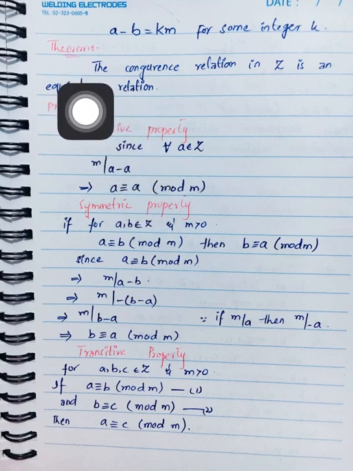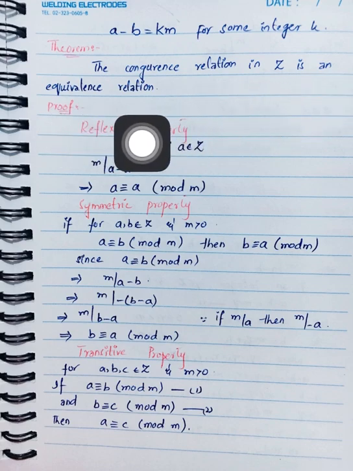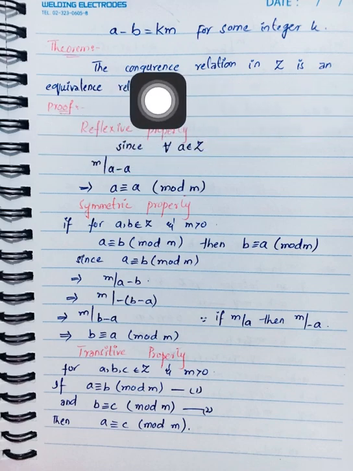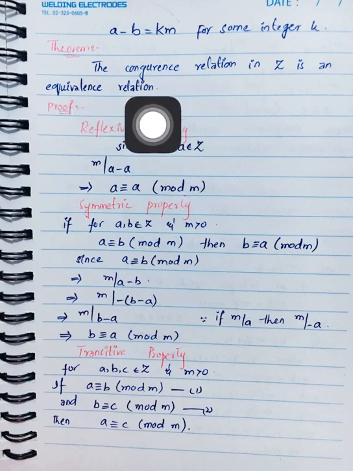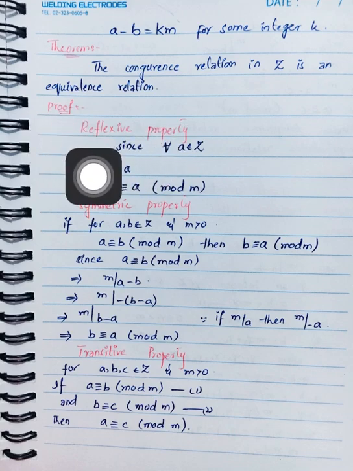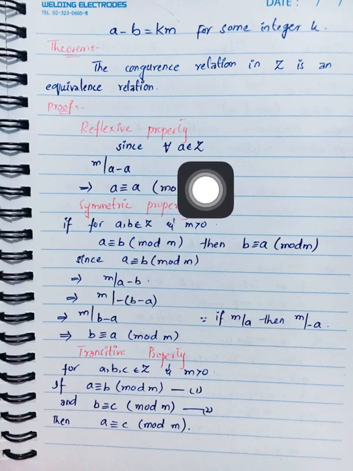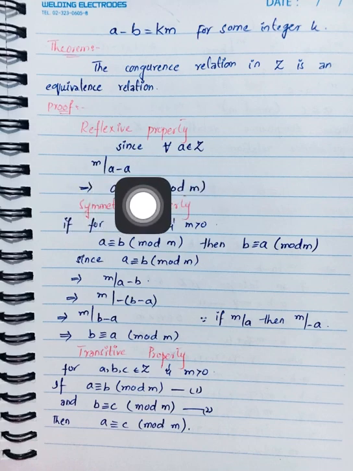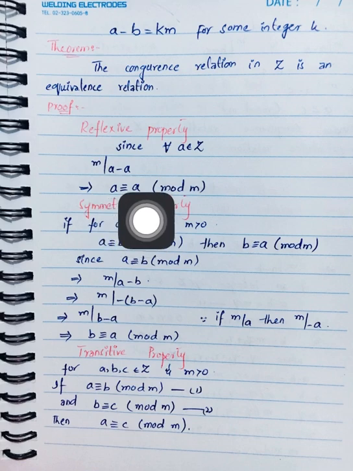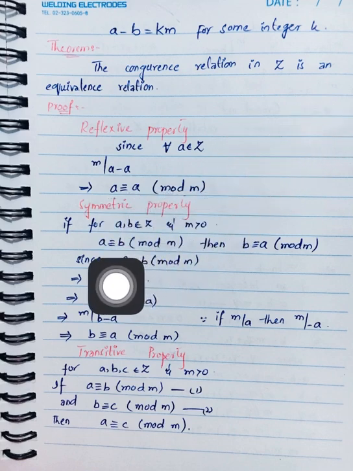Here is the theorem about congruency: the congruence relation on integers is an equivalence relation. That means the congruence relation is just like an equivalence relation. So I'm going to prove it here. First is the reflexive property, that is, with itself. For all a belonging to Z, m divides a minus a. So a is congruent to a in modulo m. So this condition is satisfied in the congruence relation.